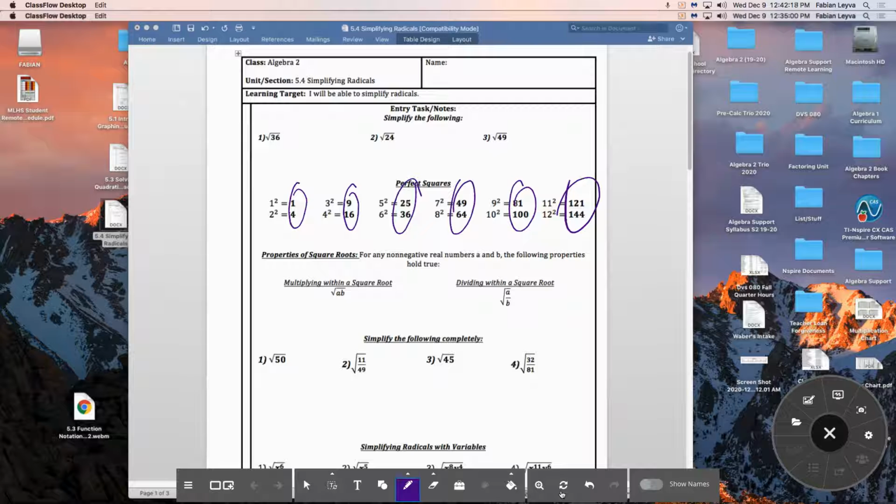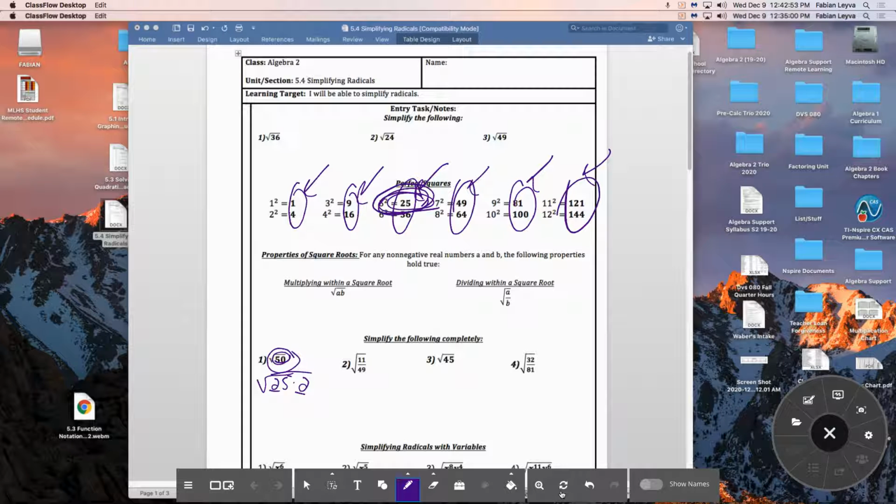Can we rewrite 50 as a product, aka something times something, of one of these perfect squares and some other number? I'm looking through this and I can see that actually 25 works. We could rewrite the square root of 50 as the square root of 25 times 2. Keep in mind what I did there is I looked down my list of perfect squares and asked, how can I rewrite 50 using one of these perfect squares? My answer would be 25. It popped out to me because 25 times 2 is 50.